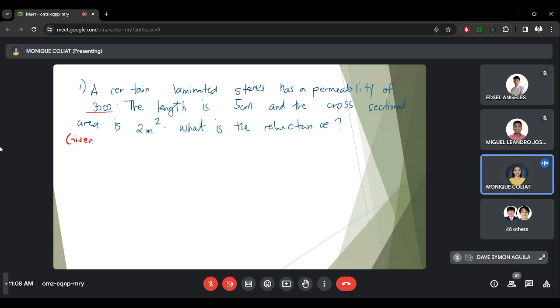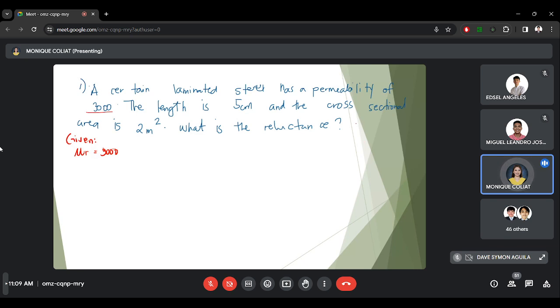Given, we have a permeability of 3,000. When you are given a permeability that large, that is a relative permeability, so that is mu r. Just because it says permeability doesn't mean it's mu. It is mu r. So mu r of the laminated steel is 3,000. What kind of material is it? Is it ferro, para, or diamagnetic?